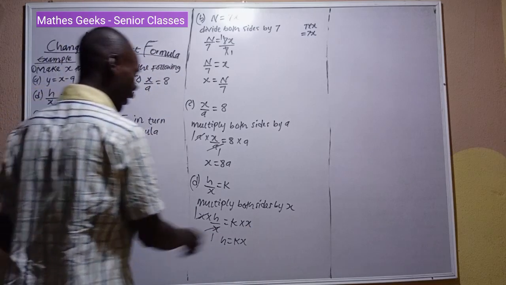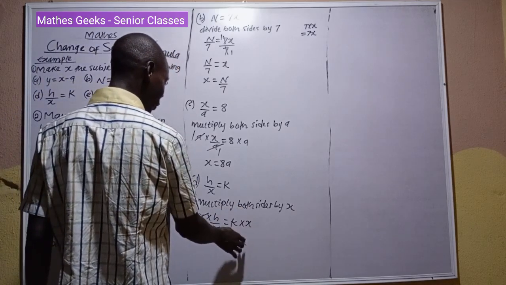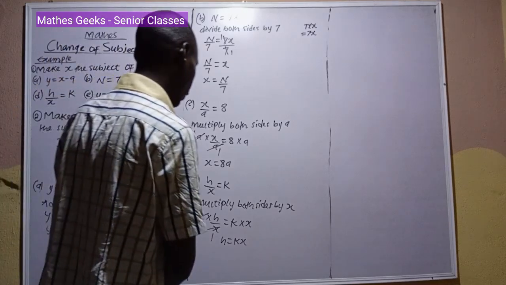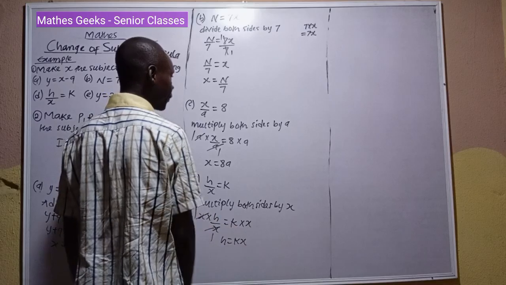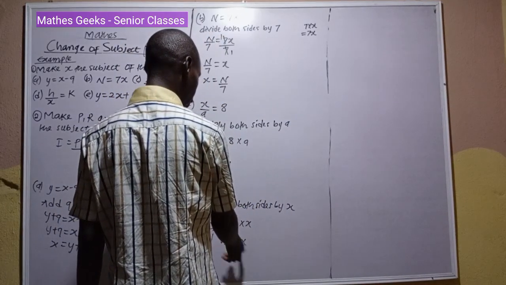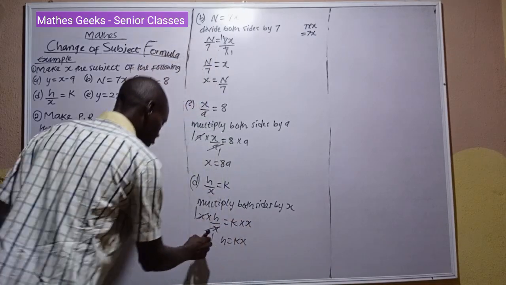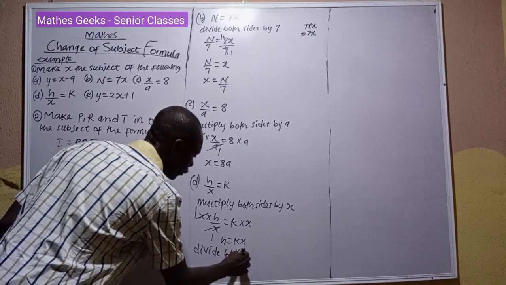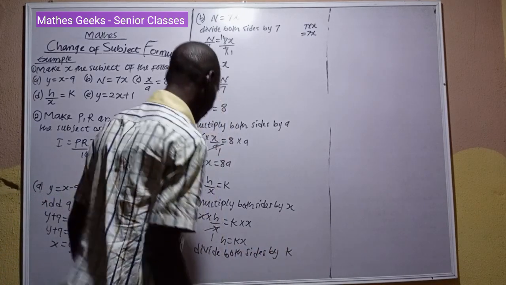But we want to make x stand alone, or make it the subject of the formula, but x is now connected to k by multiplication. So the opposite of multiplication is division. So we're going to divide both sides by the letter that is connected to x. Since the connection is multiplication, the opposite is division, so we're going to divide both sides by k.